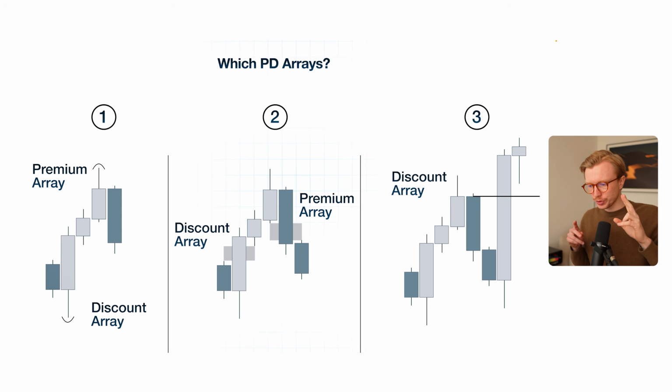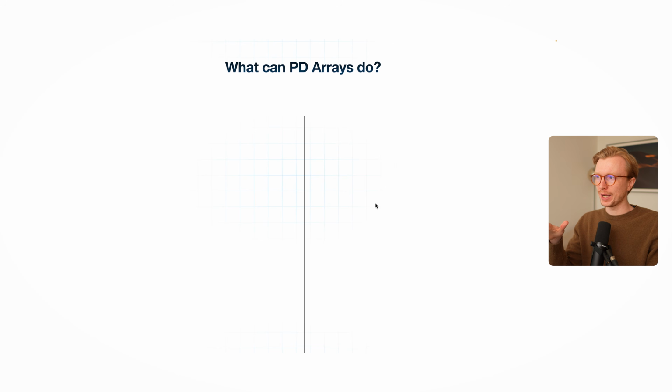Now, this is quite important to note down, because we're going to dive into specific sequences of discount and premium arrays where you should be aware what we are referring to, if that makes sense. So moving on, what can PD arrays do? When we trade back into a swing high, swing low, fair value gaps or order blocks, what can happen? What are they capable of? Two things. Very simple. There are two possibilities at every PD array.